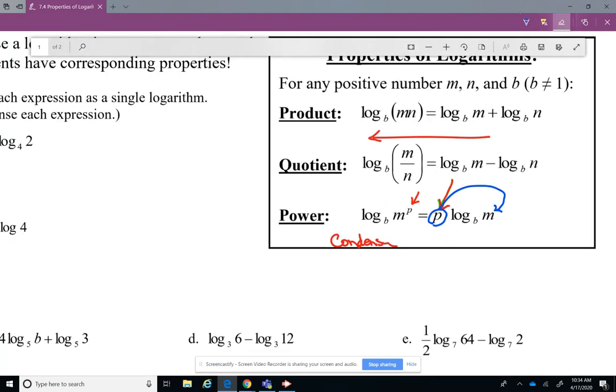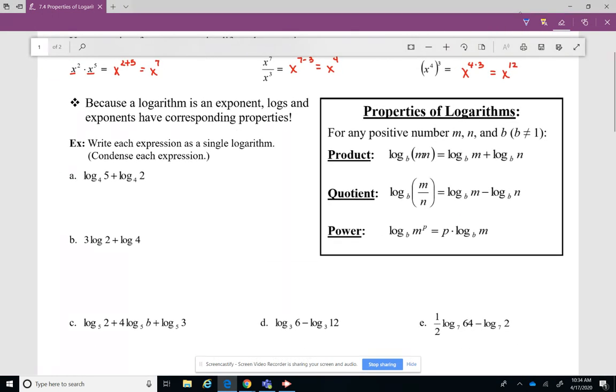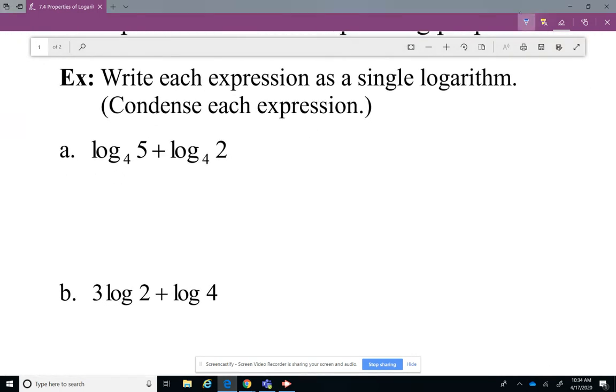All right, let's see if we can practice some of this, because the practicing is what makes it make a little bit more sense to you. Okay. Write each expression as a single logarithm. Now, they didn't even have to say that. They could have just said condense, and that would have been enough to know that we're going to make the log base 4 of 5 plus log base 4 of 2 more concise. It's not going to take up as much room, so we're condensing it.